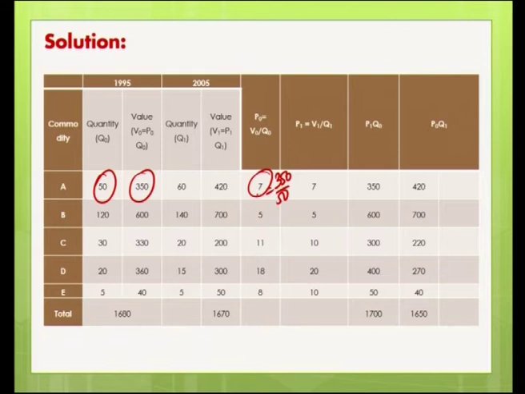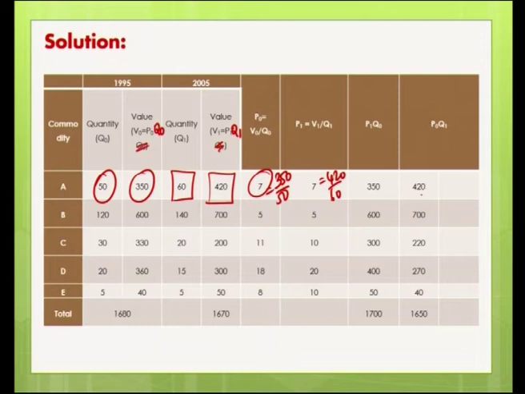Similarly, if you want P1, P1 is V1 divided by Q1, that is 420 by 60. You can represent it as P1 or Pn, anything. So, next you calculate this column P1 into Q naught. What is P1 here? 7, Q naught is 50. So, 7 into 50 is 350.